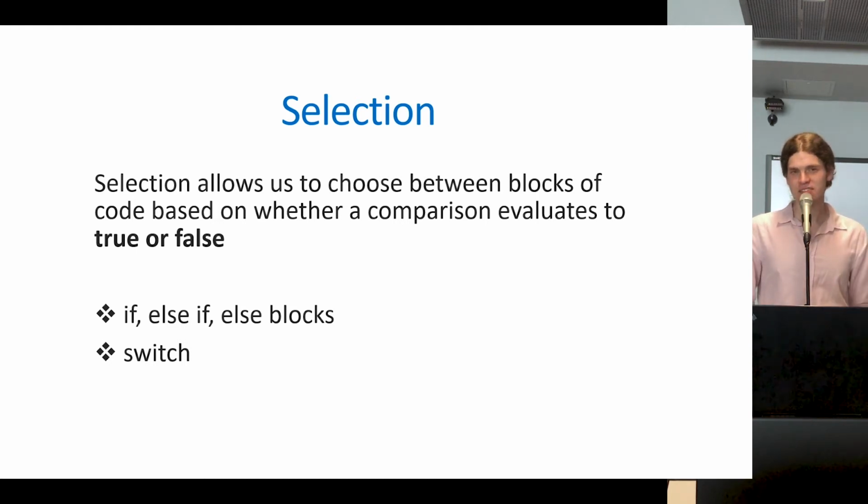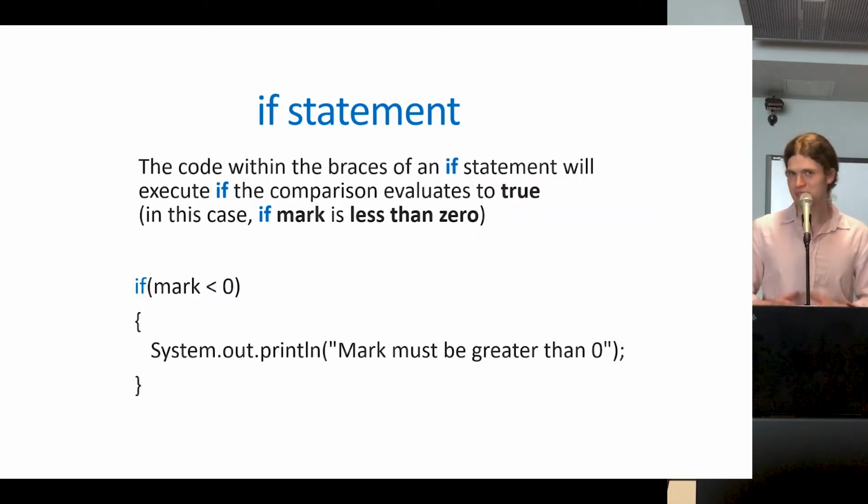This week we're going to take a look at two ways to implement selection in our programs. We're going to have a look at the if, else if, and else blocks, and we'll also take a look at the switch statement as well. So let's start with the if statement. The if statement is fairly simple in its premise. It basically says, if this comparison is true, then perform this code. So if this is true, do this.